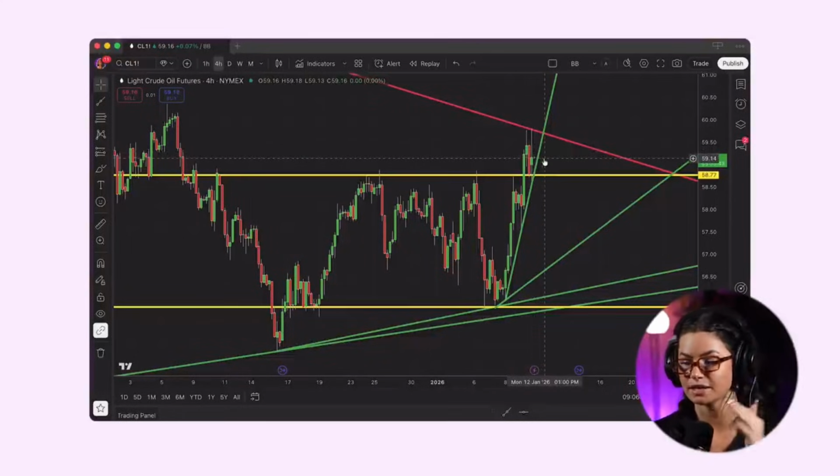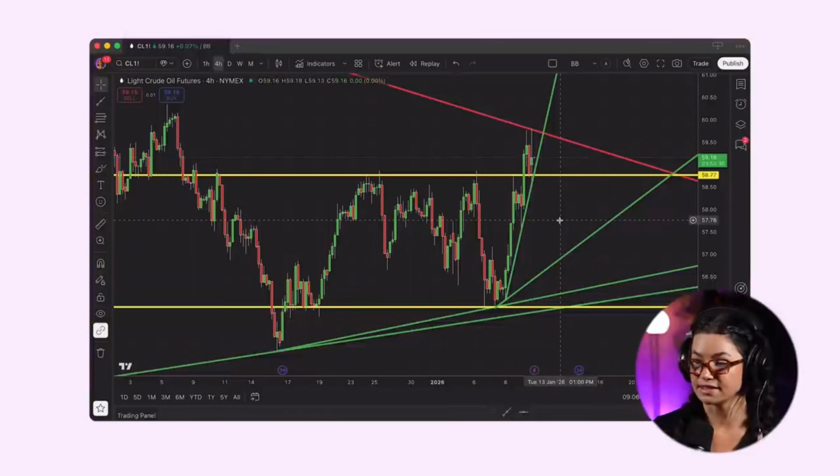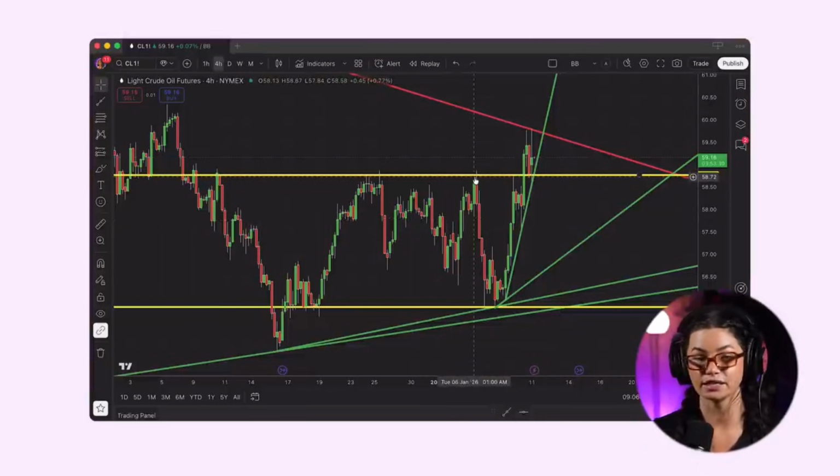So not quite an A plus setup, but let's say that we get a break of this upward trend line, and we're anticipating that the price is going to move down. This is where I can utilize the support instead of the resistance for take profit. So resistance helped us in a long position, support will help us in a short position.